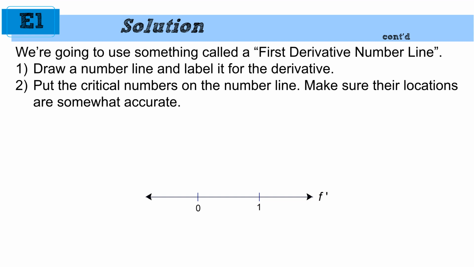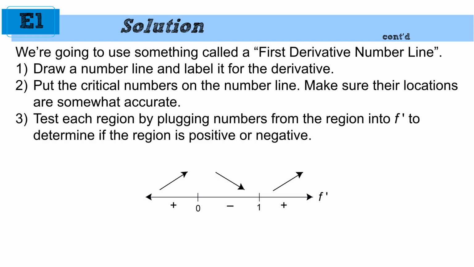What's a good number to pick between 0 and 1? 1/2 works great. And how about to the right of 1? 2. When you do that, you end up with this. I'll talk about the arrows in a second. Underneath the number line, I'm labeling it as all of the numbers to the left of 0 will give me a positive value. You did say positive, right? All the numbers between 0 and 1 are going to be negative, and all the numbers to the right of 1 are going to be positive.